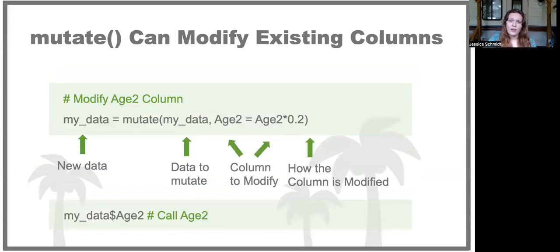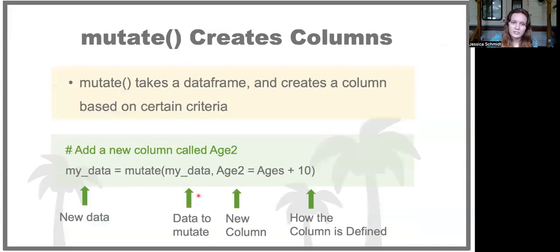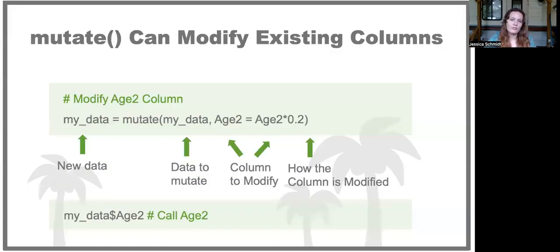We can also modify our existing columns. So now that we've created age2, and of course, please do follow along and type in the code that I'm putting in here, we can modify it if we want. Say I want to modify it so age2 is actually multiplied by 0.2. So my data, I'm overwriting it, equals mutate. My data is the data that I'm mutating. Age2 is the column to modify.